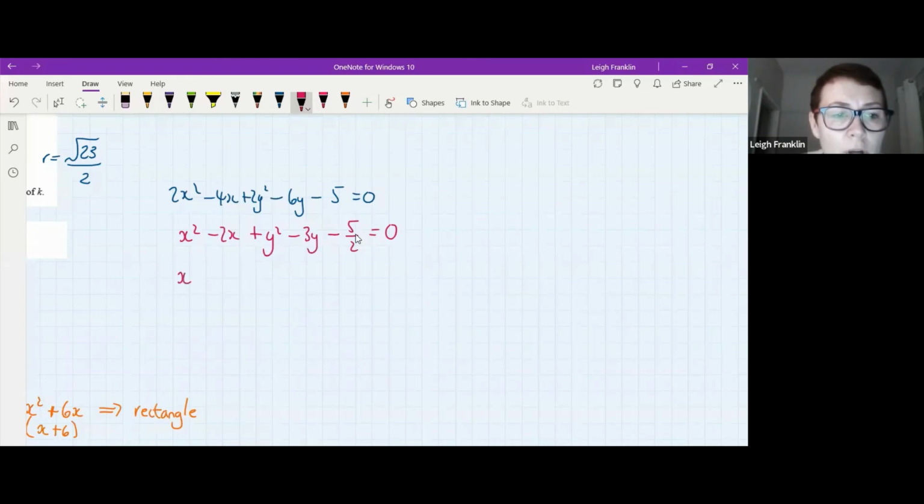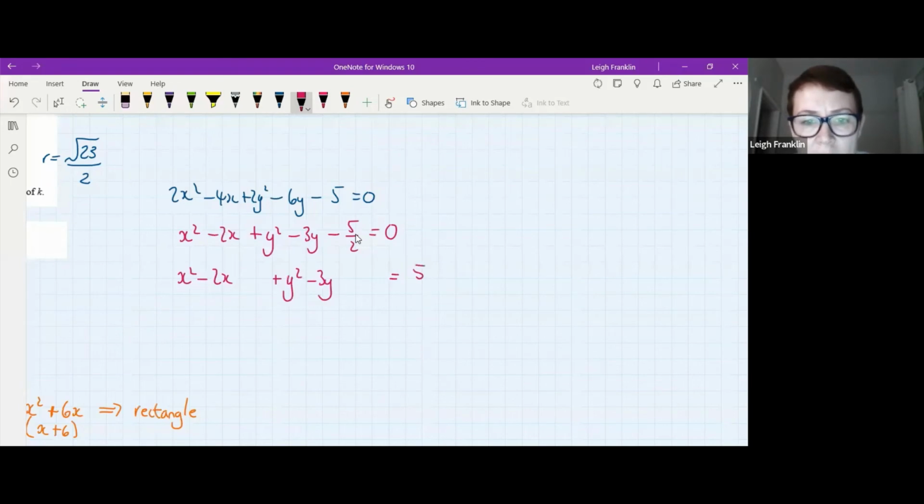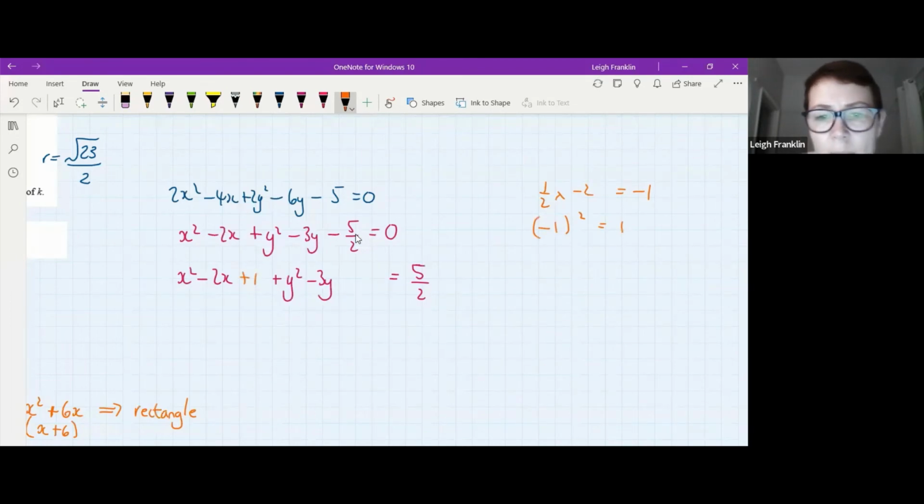So now we've got x squared minus 2x, leave a space, plus y squared minus 3y, leave a space, equals, take this over to the other side, it changes its sign and becomes positive 5 over 2. Now we're going to complete the square. So we're going to take half of negative 2, which is negative 1, and we have to square it. So we're going to add 1 here, and we're going to add 1 there.